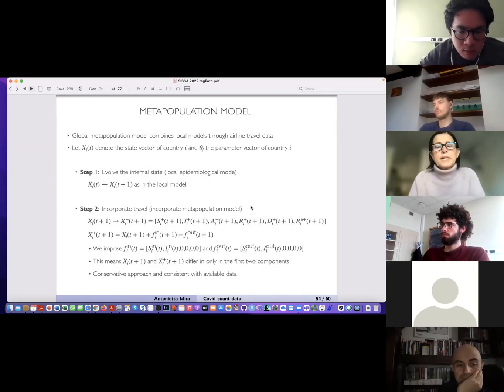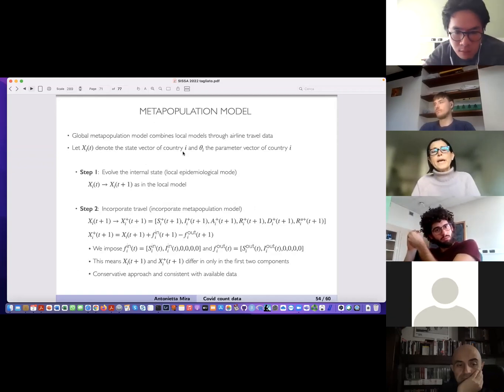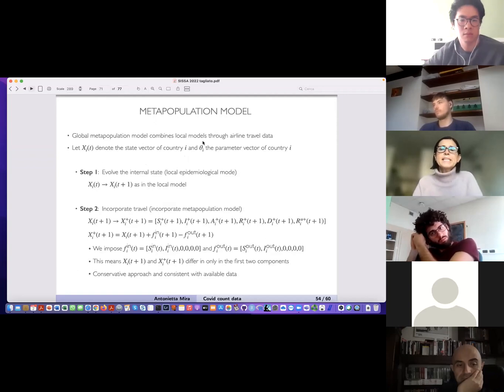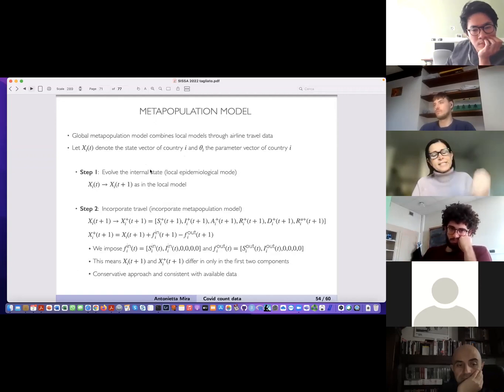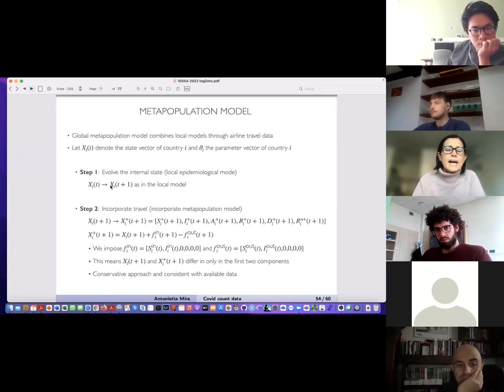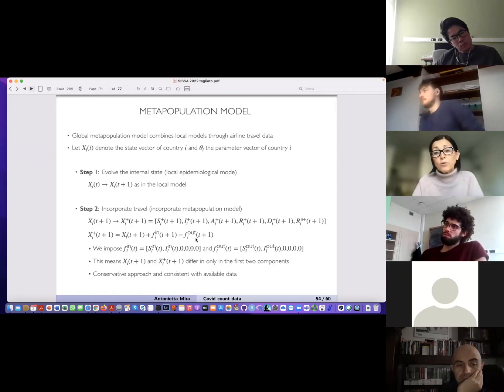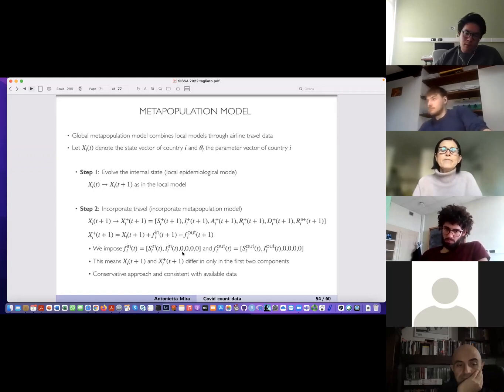Okay, so how do we put this into a global metapopulation model that combines those local models through the airline traffic data? Well, we do this in 2 steps. As I said, for each country i, we have a state vector at time t and a set of parameters for that country. So at step 1 of our modeling framework, we evolve the internal state for each country. So country i goes from time t to time t plus 1. Then we incorporate travels. So x_i at time t plus 1 moves to x_i plus at time t plus 1. And this x_i plus takes into account the flying in and the flying out from and to that country. And those flying in and flying out can increase the susceptible and the infected of that country.